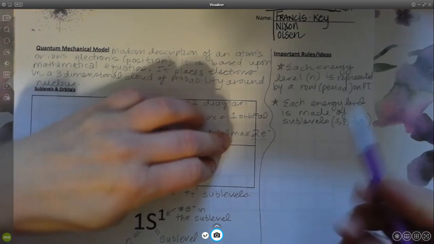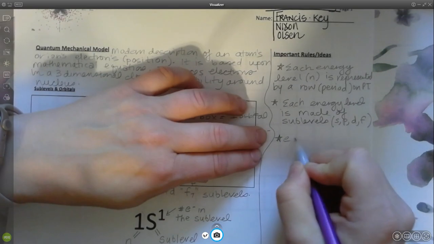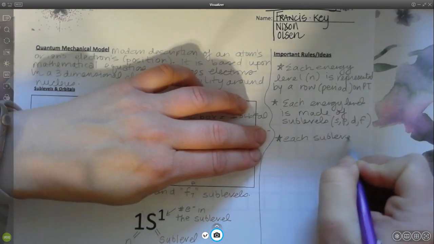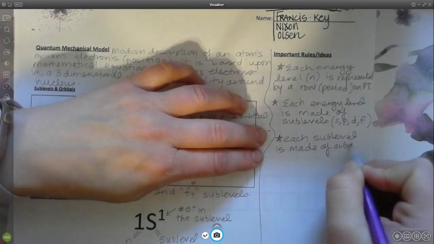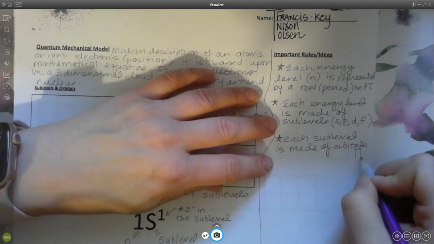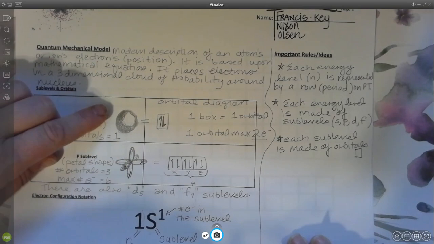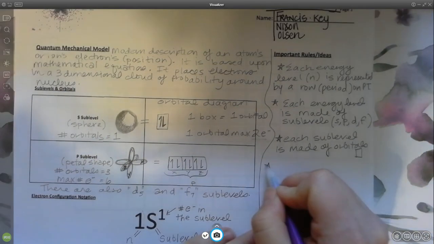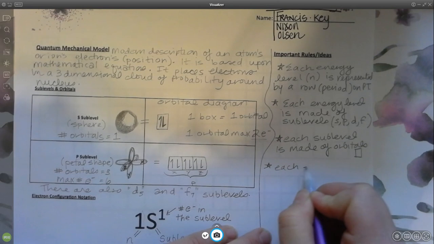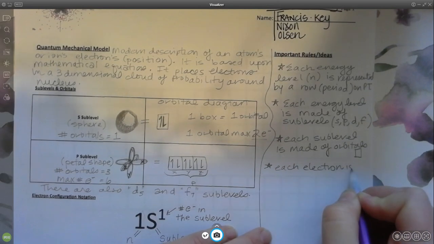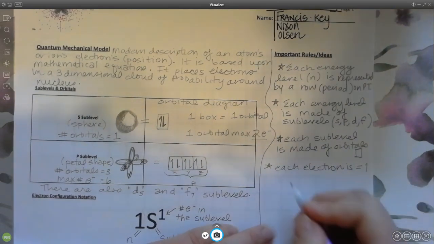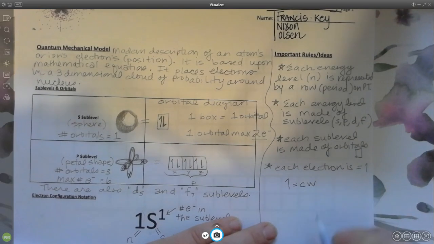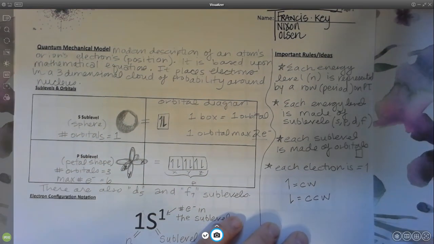All right, the third idea is that more specific piece. Each sublevel is made of orbitals. Okay, remember we used a box to represent an orbital because it's difficult to draw these pictures every single time. And the last idea, which we've already mentioned, is each electron is equal to an arrow. I'll just draw an arrow there. We've got two types of arrows. There's one that's called clockwise, and there's one that's called counterclockwise. Okay, and these are our electrons.